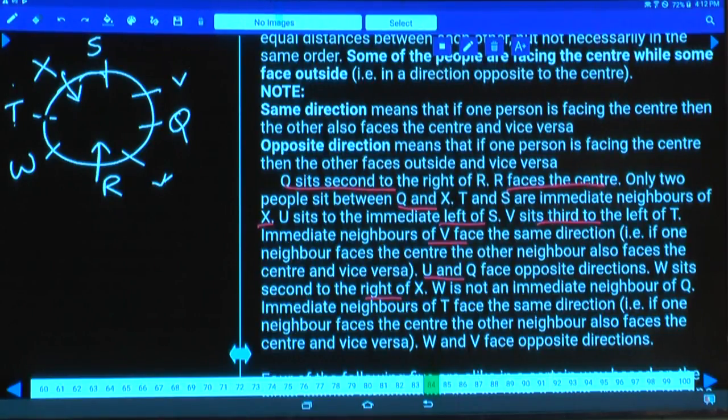Again, one more. Q sits second to the right of R. R faces the center, 2 people between Q and X. U sits to the immediate left of S.